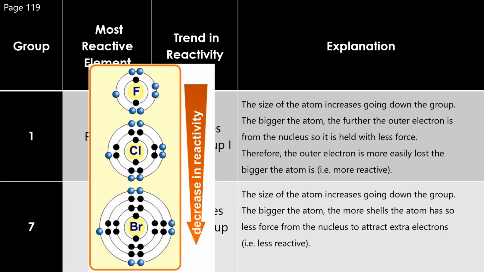Our explanation then that you have to write down and learn is the size of the atom increases going down the group. The bigger the atom, the more shells the atom has, so less force from the nucleus to attract extra electrons, i.e., it's less reactive. Now, this can be a tricky concept, and some people will panic that it's hard to get your head around, but don't worry. My advice is that you write this explanation down and you just learn it. If you don't fully understand it right now, that's okay.